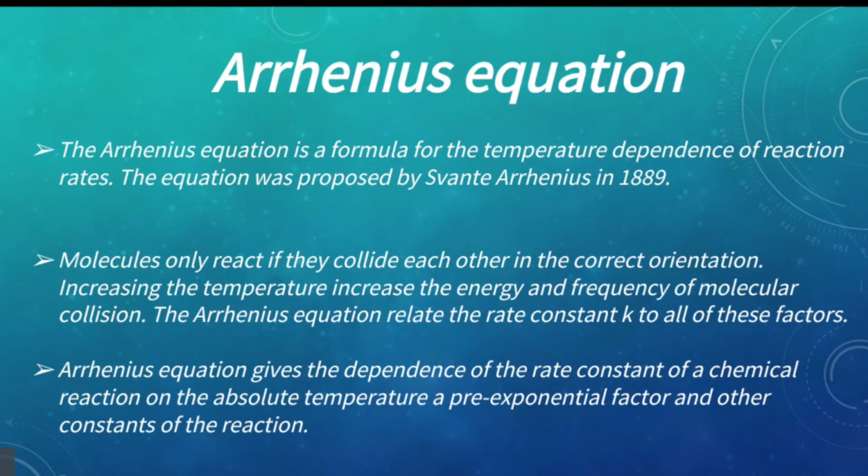Now we will discuss the Arrhenius equation. What is the Arrhenius equation? In this slide we will learn. The Arrhenius equation is a formula for the temperature dependency of reaction rates. The equation was proposed by Arrhenius. Arrhenius was a scientist. He proposed a formula in 1889.